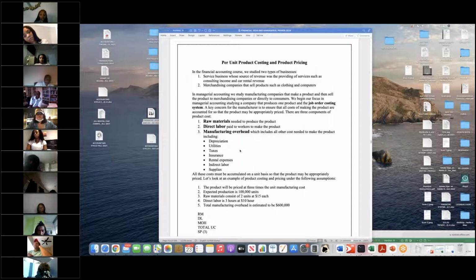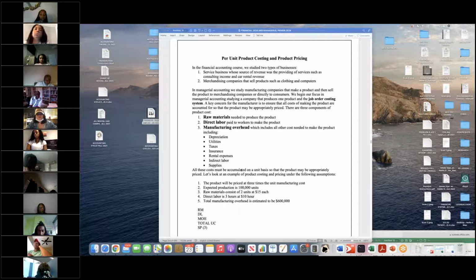So let's look at these assumptions here. The product is going to be priced at 3 times the unit cost. And I'm planning on producing 100,000 units. The raw materials are 2 units at $15 each. The labor is 3 hours at $10 each. And when I add up all of these items, it's $600,000. Your job is to tell me what my unit cost is.